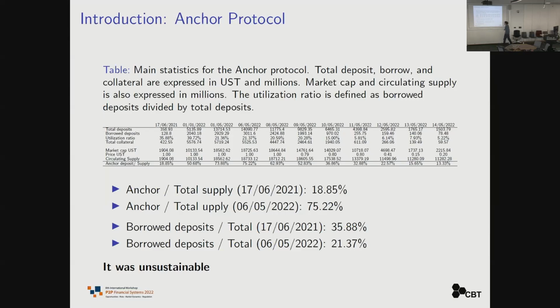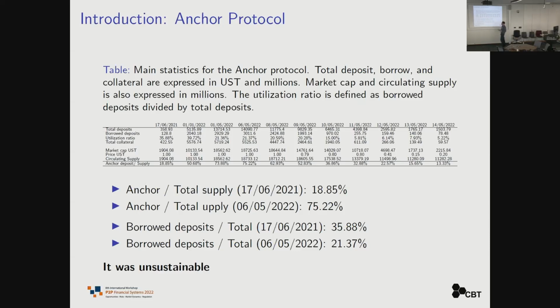If you check in Anchor, all deposits of USD compared to the total supply were around 20% in June 2021. Well, it's quite good. 20% is in the savings account, and the rest is, we could say, a medium of exchange. But before the collapse, 75% of all the Terra tokens were deposited in Anchor protocol. In other words, this stablecoin was only a savings account. No one was using this as a medium of exchange.